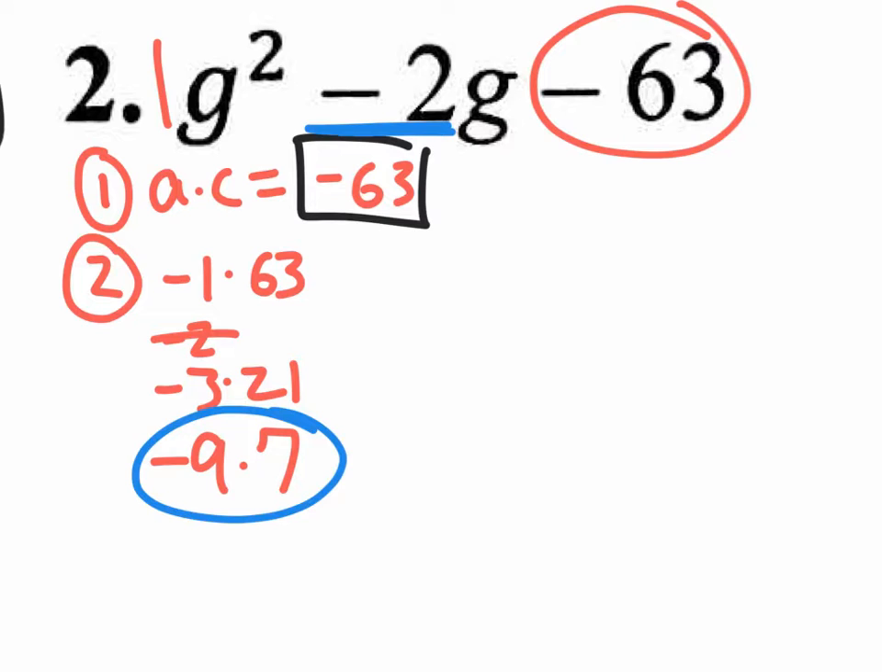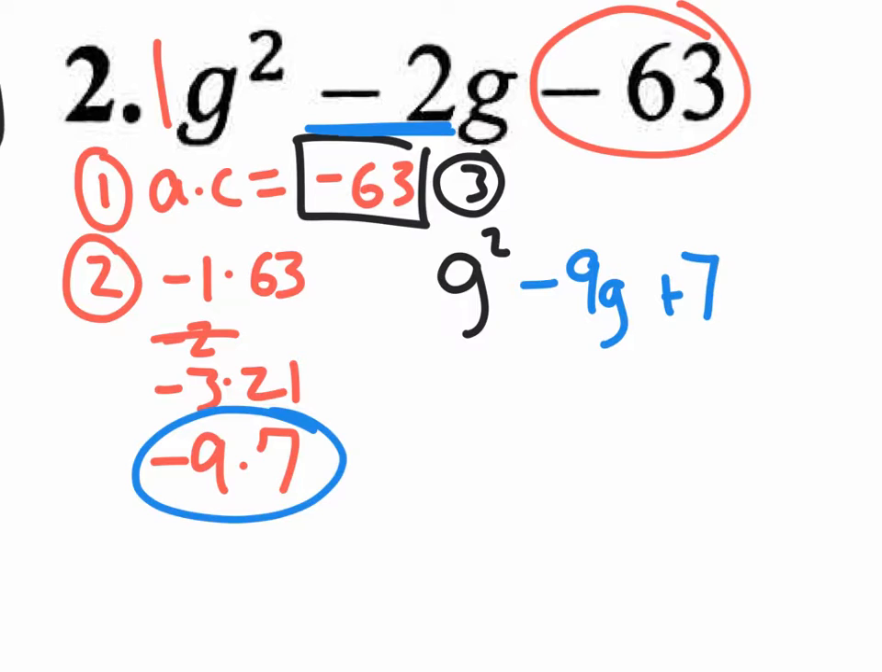So step 3 is to rewrite your trinomial, but make it a polynomial. So you're going to write g squared, this is step 3 by the way, g squared, and instead of minus 2g, we're going to write minus 9g plus 7g. Right? Because minus 9g plus 7g is really the negative 2g that you had originally. And then you have the minus 63 at the very end. And now you could factor by grouping.